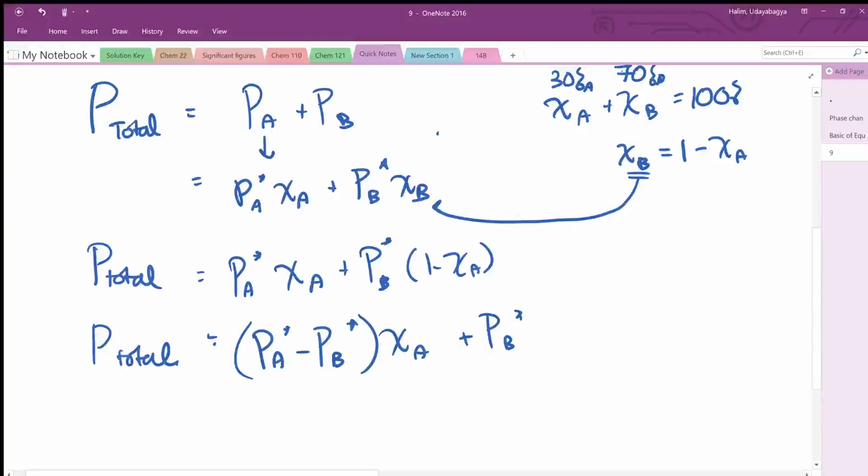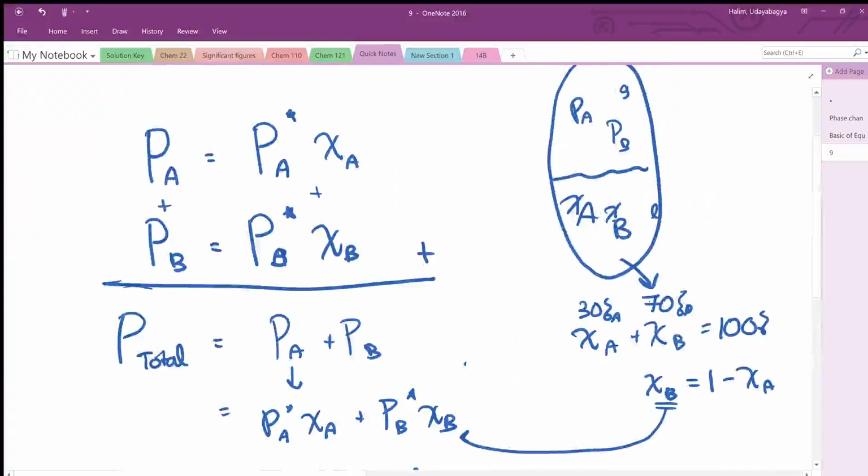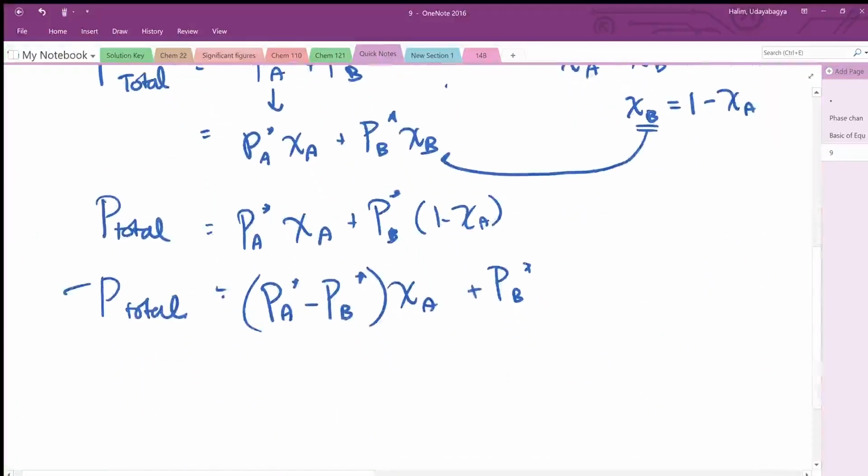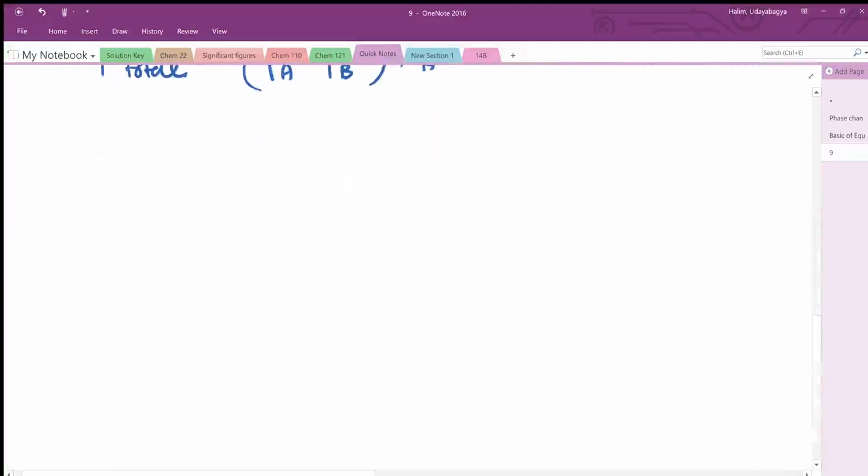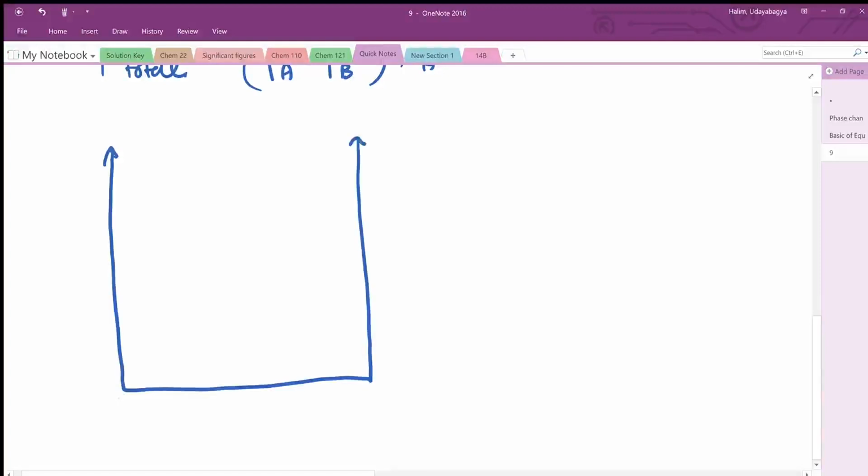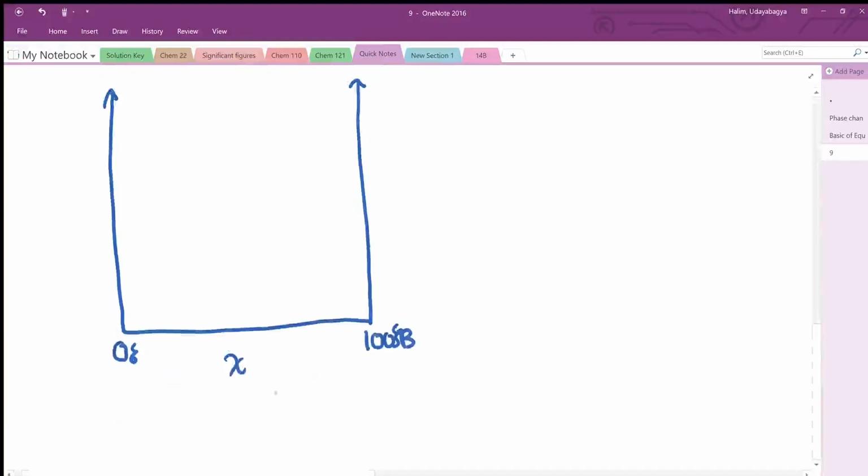Alright, so what would the graph look like when we combine the partial pressure of A, partial pressure of B, as well as the P total all in the same graph? The graph would look something like this. So we have, in this case, 0% B, and then 100% B, and this is the mole fraction of B. Okay, actually, let's rewrite it with respect to the mole fraction of A.